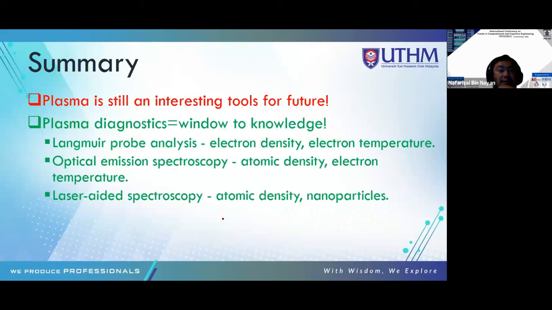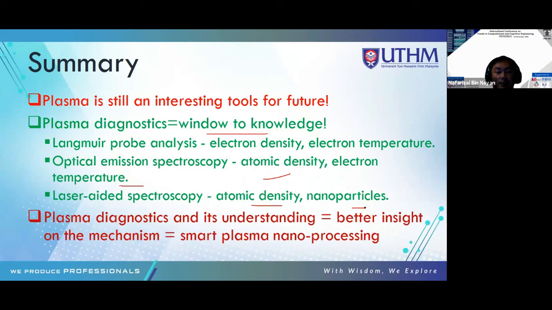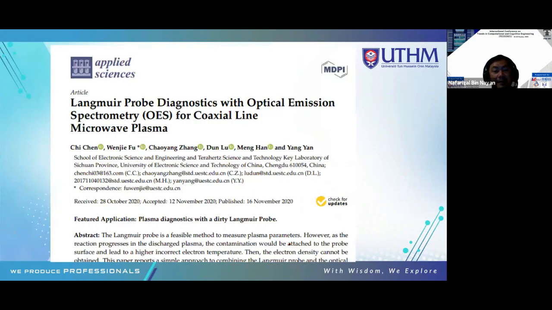Plasma diagnostic is a window to knowledge. By having plasma diagnostic, we can understand a lot about the electron density, electron temperature, atomic density, and nanoparticles. So actually, a lot of information. Having these tools, plasma diagnostic and its understanding will give us better insight into the mechanism, and then we can have smart plasma nanoprocessing by having this kind of information.